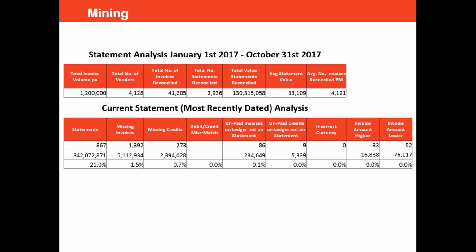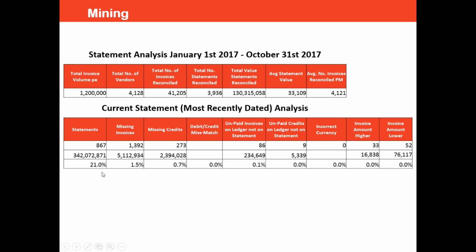So mining company, this one looks a lot better. They're processing 1.2 million invoices a year, so it's a higher volume. Total number of statements reconciled, they're doing about 400 statements per month. And they've reconciled 130 million pounds worth of statements in the first 10 months of this year.